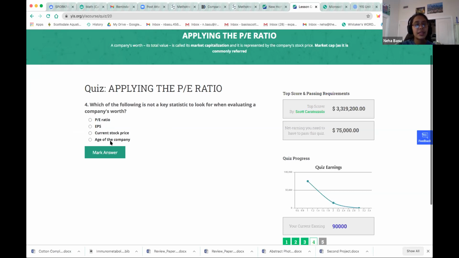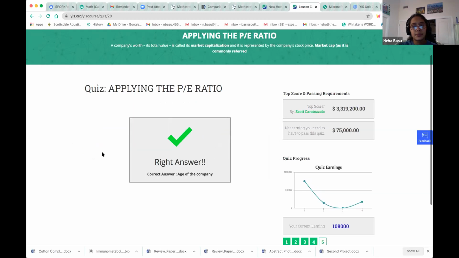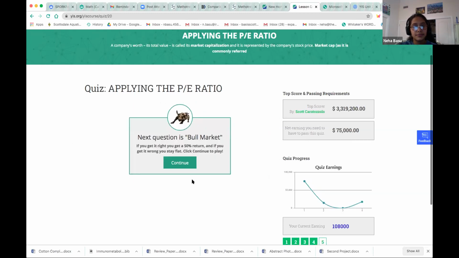Now, lastly, the age of a company. It's not very important when looking at a company's worth. If you have an older company, you might see companies that say they were established in 1900 or something like that. That may attract consumers because it may say that this is a product that's been tested over time. But when you're trying to evaluate a company's worth, you don't really look at the age of the company. So yep, now let's move on.